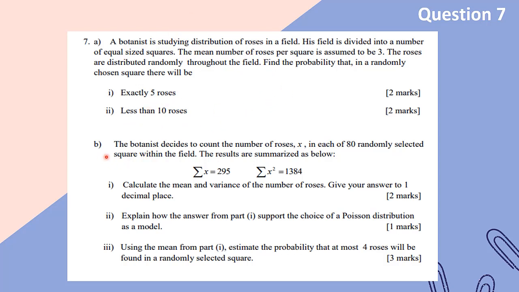Okay, for question B, given the sum of x and the sum of x squared, you have to find the mean and variance. So this is statistics with sum of x equal to 295, sum of x squared, and n equal to 80. And then for question 2 here, explain how the answer from part 1 supports the choice of a Poisson distribution as a model. And use the mean from part 1 to estimate the probability that at most 4 roses will be found in a randomly selected square. So let's look at the solution.